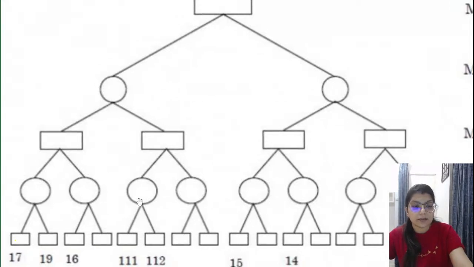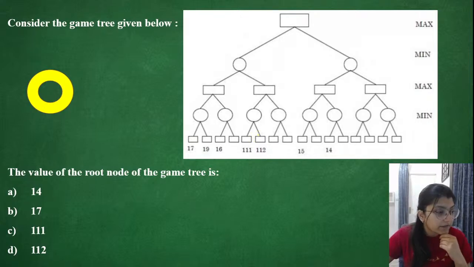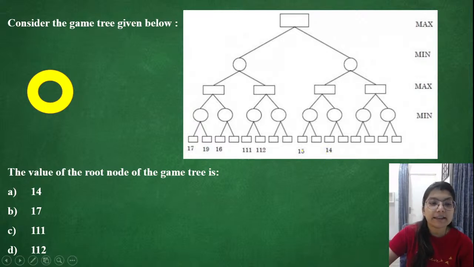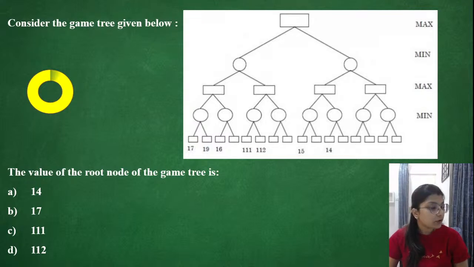I will have to zoom in a bit less, but with a bit of zoom in it will not get smaller. I think this is visible to everyone, right? This is 17, 19, 16, 111, 112, 15 and 14. So you have to tell the value of the root node and at each level they have specified whether you have to take the minimum values or the maximum values.